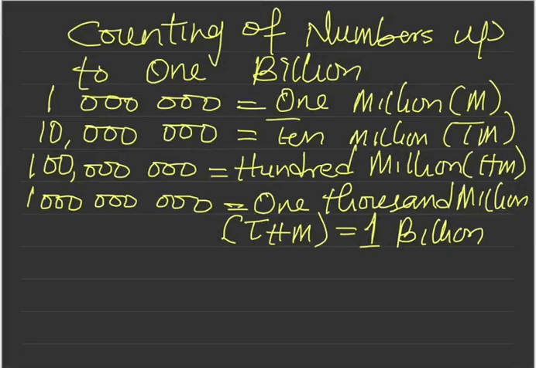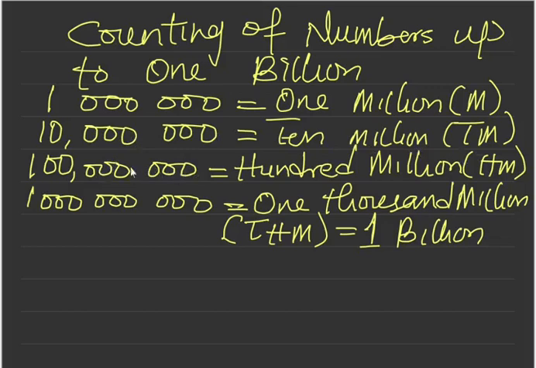So we want to count numbers up to 1 billion. The first number you see here, when you count it, we have 6 zeros: 1, 2, 3, 4, 5, 6. So the 6 zeros here is 1 million. We have 6 zeros again here: 1, 2, 3, 4, 5, 6. So the 10 of these 1 million, we now call it 10 million.